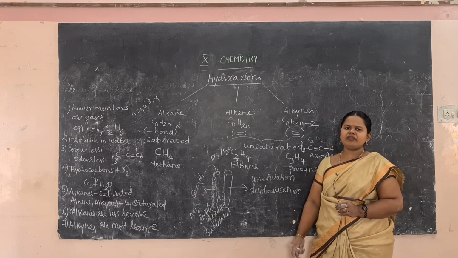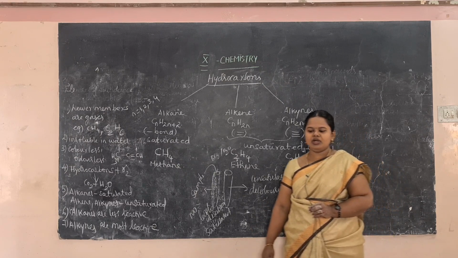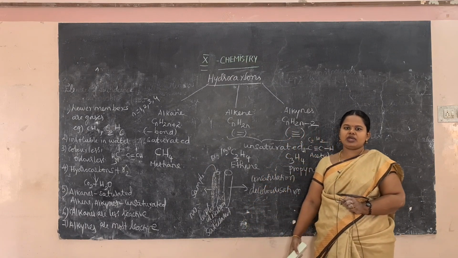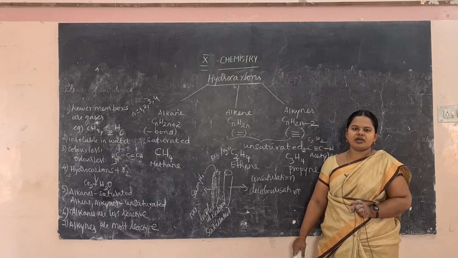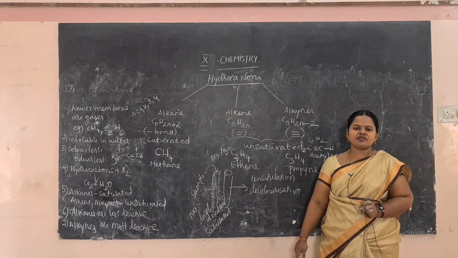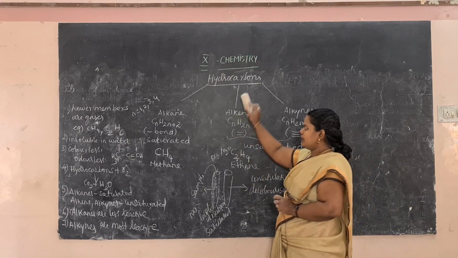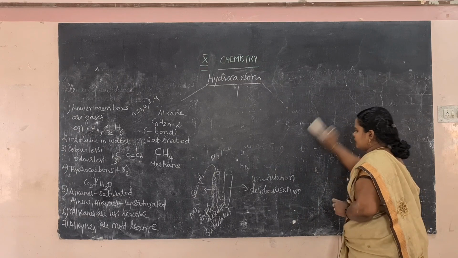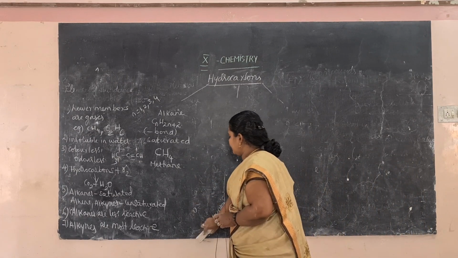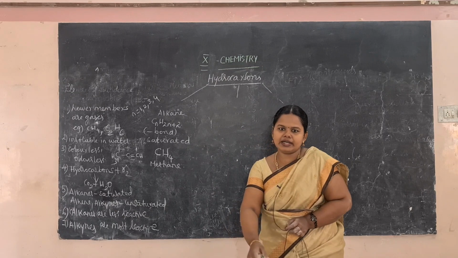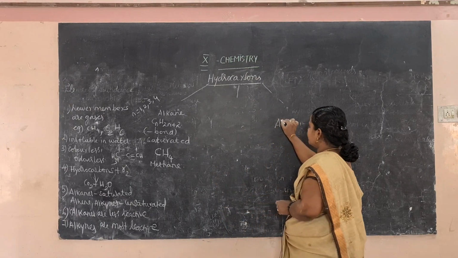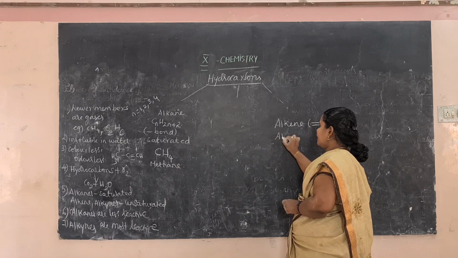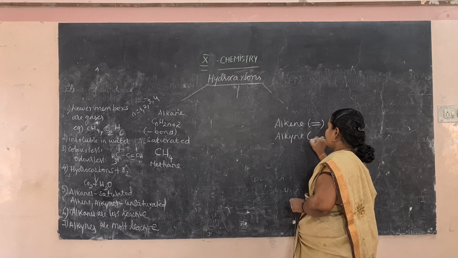Then we'll learn about the functional group. It is a single atom or a group of atoms present in a molecule which decides the chemical property of the compound. For example, in alkane, alkene and alkyne: alkane is saturated, so it is least reactive, whereas alkene and alkyne have a double bond and a triple bond. Alkene has a carbon-carbon double bond and alkyne has a carbon-carbon triple bond.